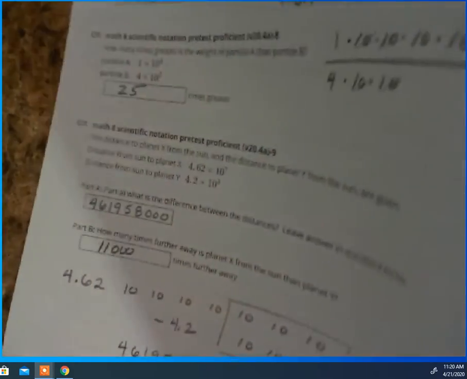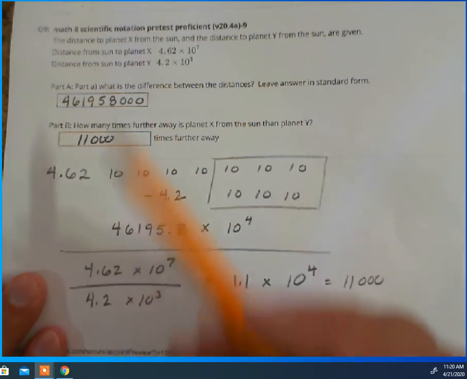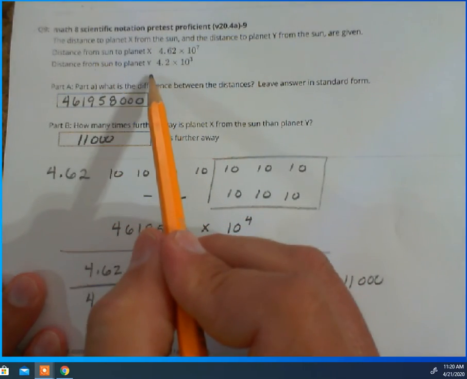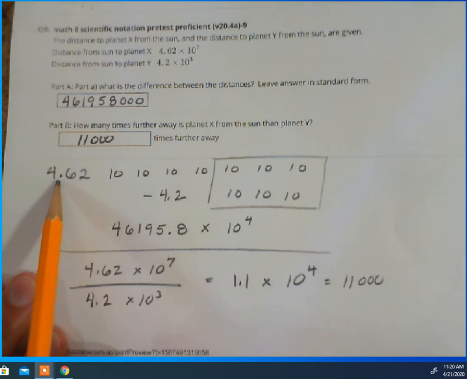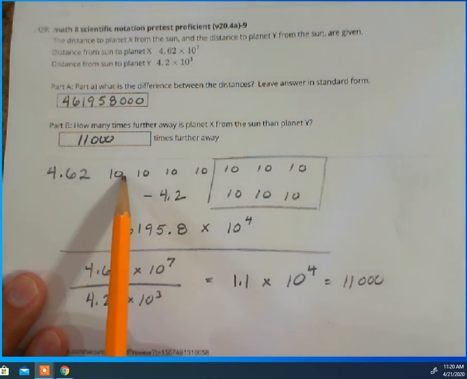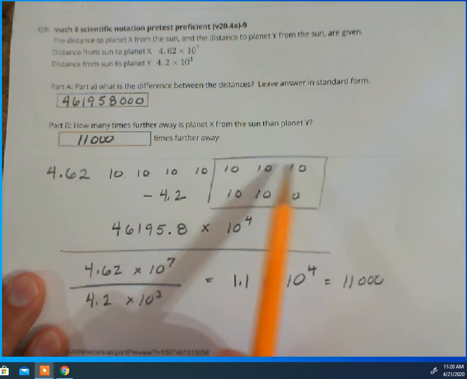And this next one is 2 problems in one. So I have distance from the sun to planet X and distance from the sun to planet Y. First off, I want to subtract those two numbers. So I did it down here. I went 4.6 times 10, 10, 10, 10, 10, 10, 10, 7 times. 1, 2, 3, 4, 5, 6, 7.